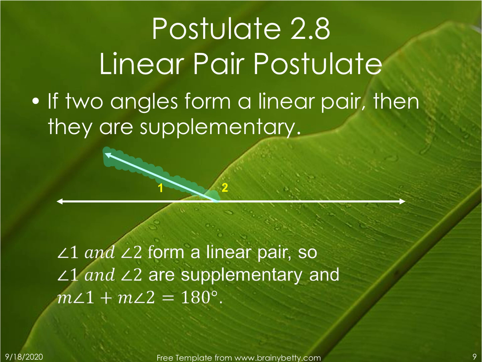So, linear pair, again, look at what it means. If two angles form a linear pair, then they are supplementary. That is the linear pair postulate. So, if angle 1 and angle 2 form a linear pair, angle 1 and angle 2 are supplementary, meaning they'll add up to equal 180.